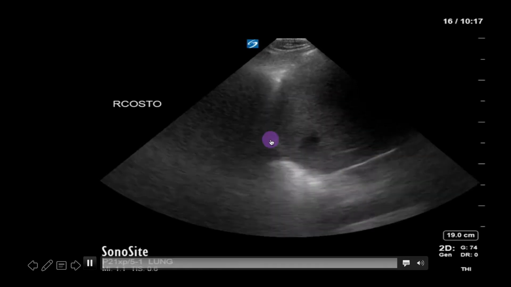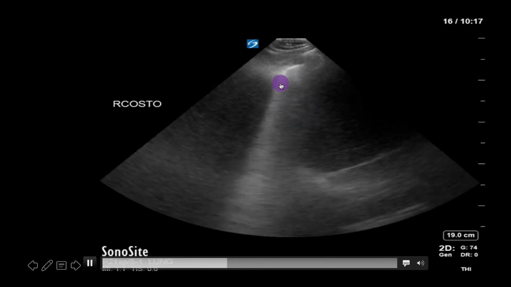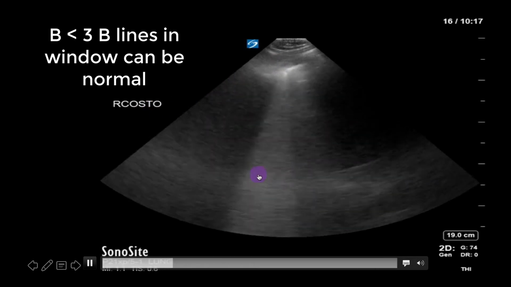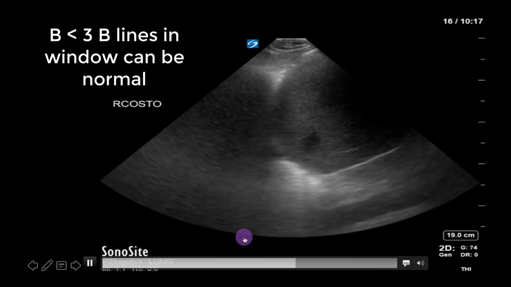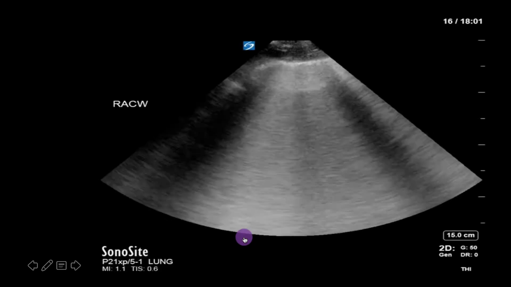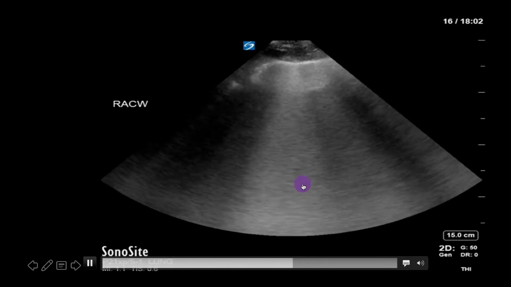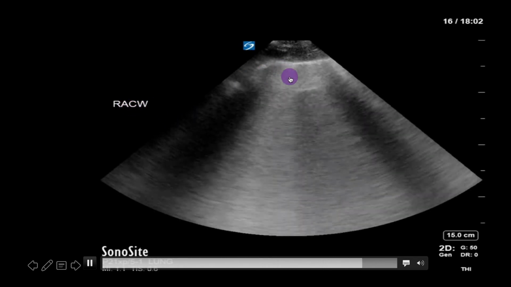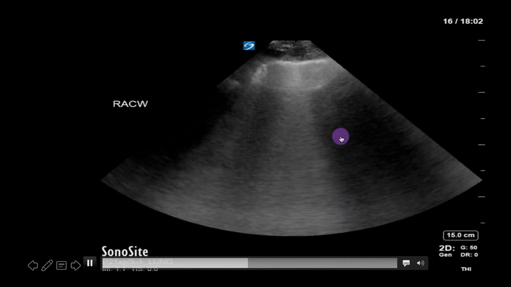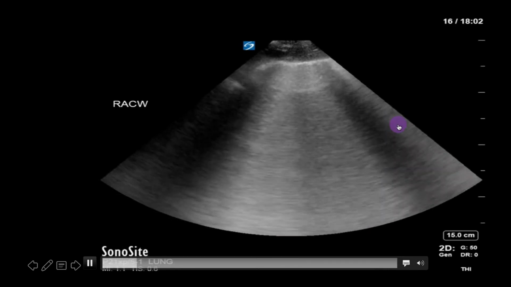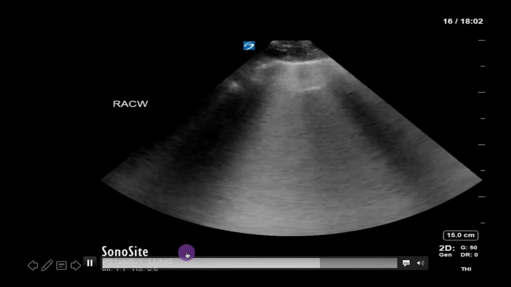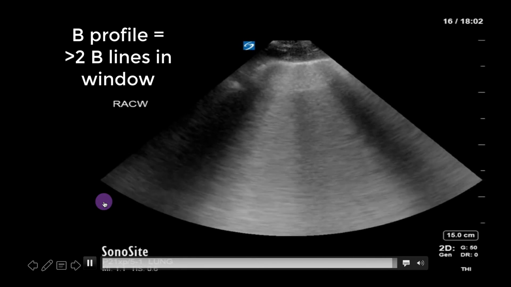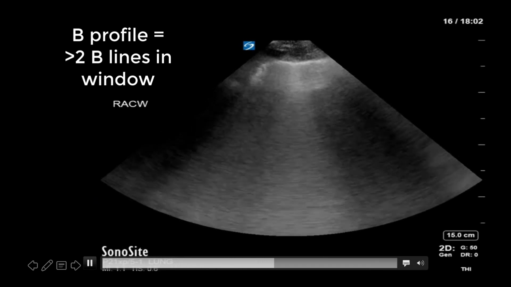A few B lines, 2 or less, especially in dependent regions, can be normal, much like faint end-inspiratory crackles in dependent regions. However, if you see them in multiple ultrasound windows, in the non-dependent lung regions, if they are very thick, if they are numerous, so 3 or more signaling a B-line dominant lung profile, and if they arise in someone you suspect of having a respiratory pathology, they are more likely to reflect significant lung disease.